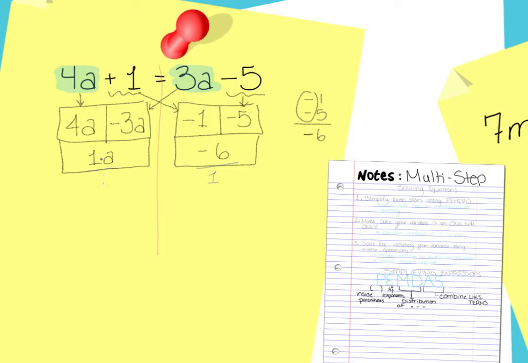1 divided by 1 is just 1, it doesn't change anything, so I'm just left with 1a, which is a. And on the other side, I have negative 6 divided by 1, which also just equals itself. Dividing and multiplying by 1 does not change anything. Okay, and our answer is a equals negative 6.